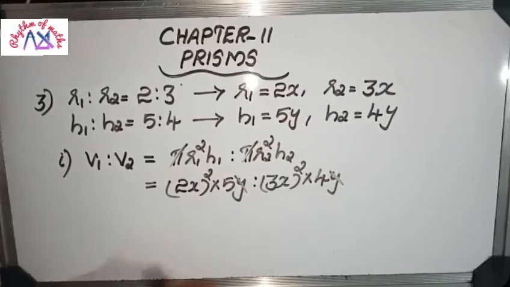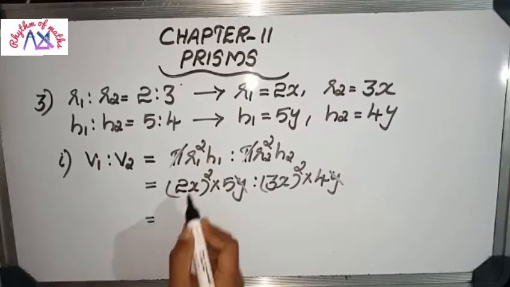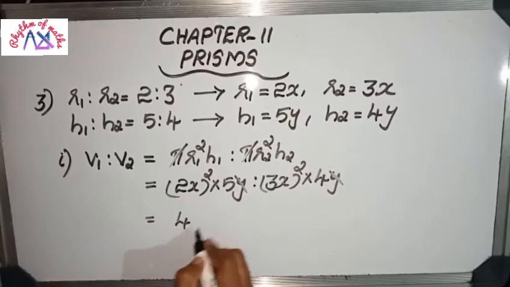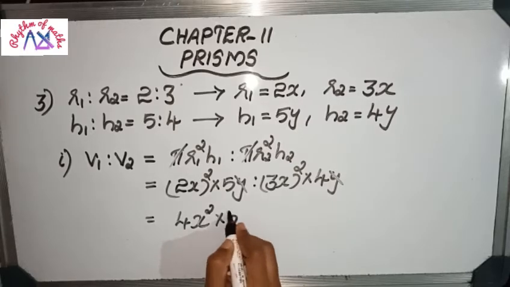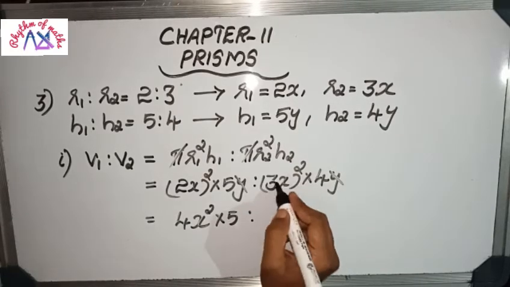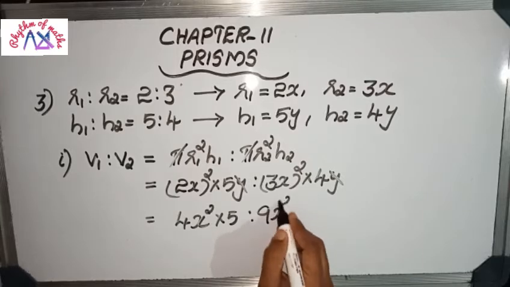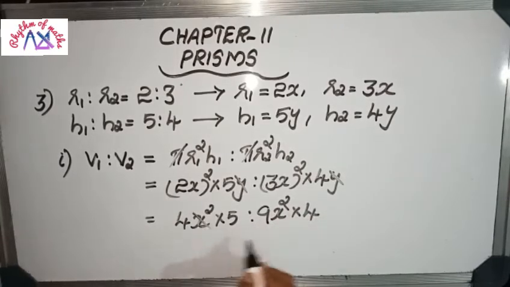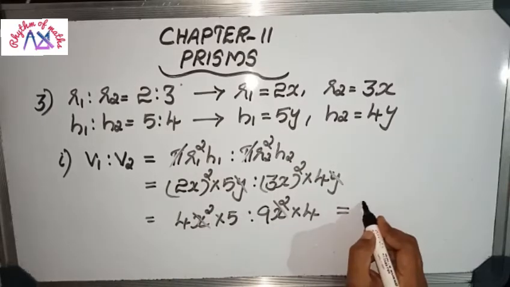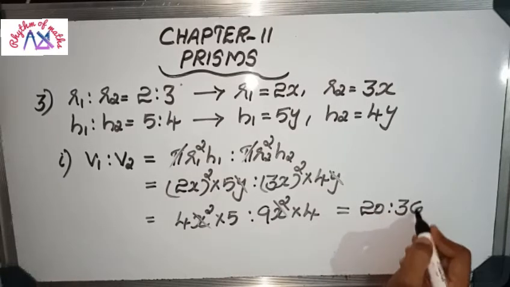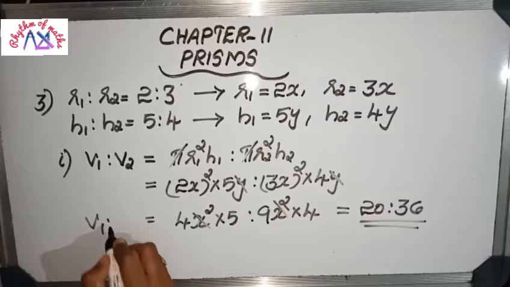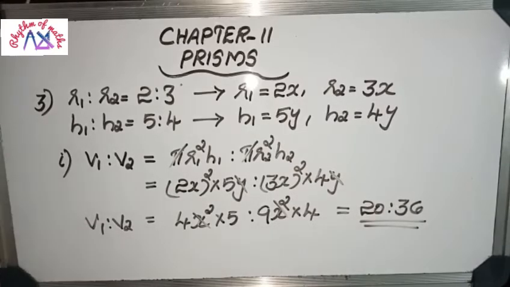This y and y we can cancel. Now when you open this bracket, it is 4x square. Okay, 2 square 4 x square. Then into 5 is to here 3x square. So 3 square 9 x square into 4. x square and x square we can cancel. Now here 5 into 4. 5 4s are 20 is to 9 into 4. 9 4s are 36. So the volumes are in the ratio 20 is to 36. This is first sub question answer.